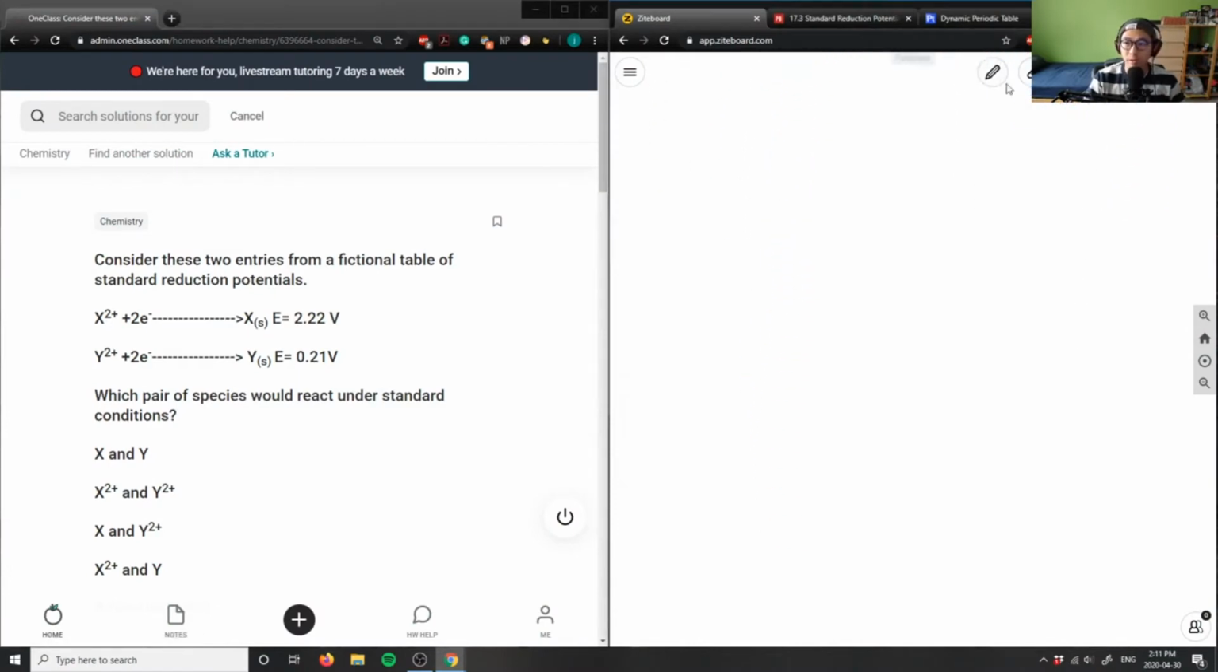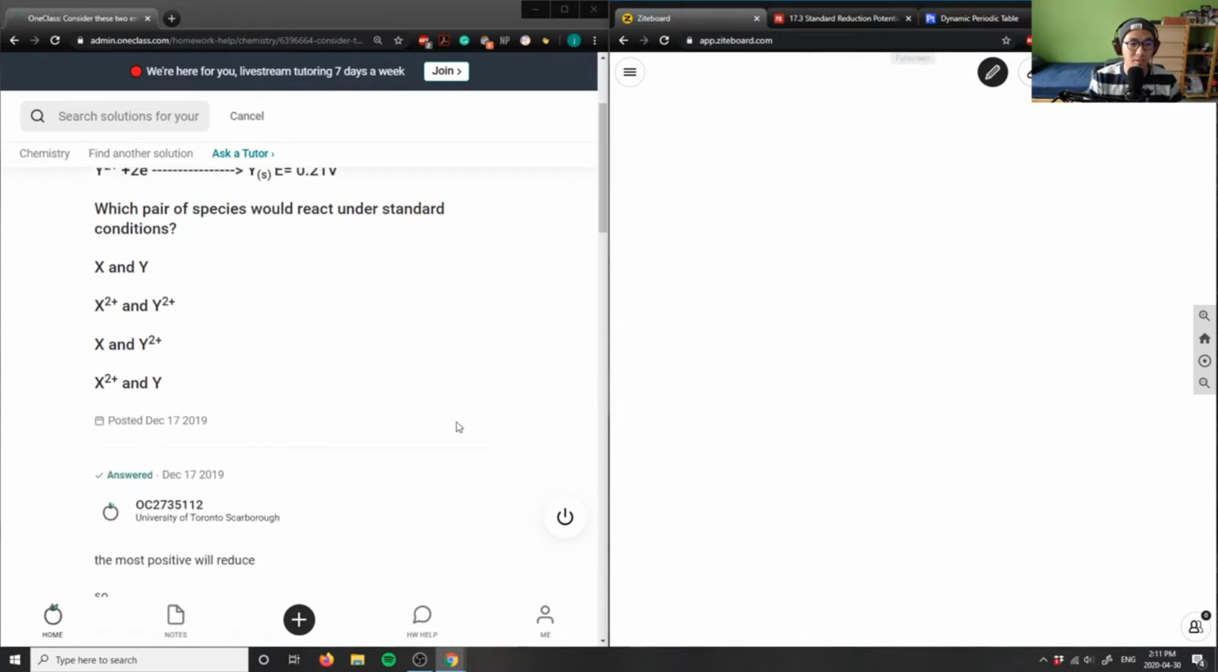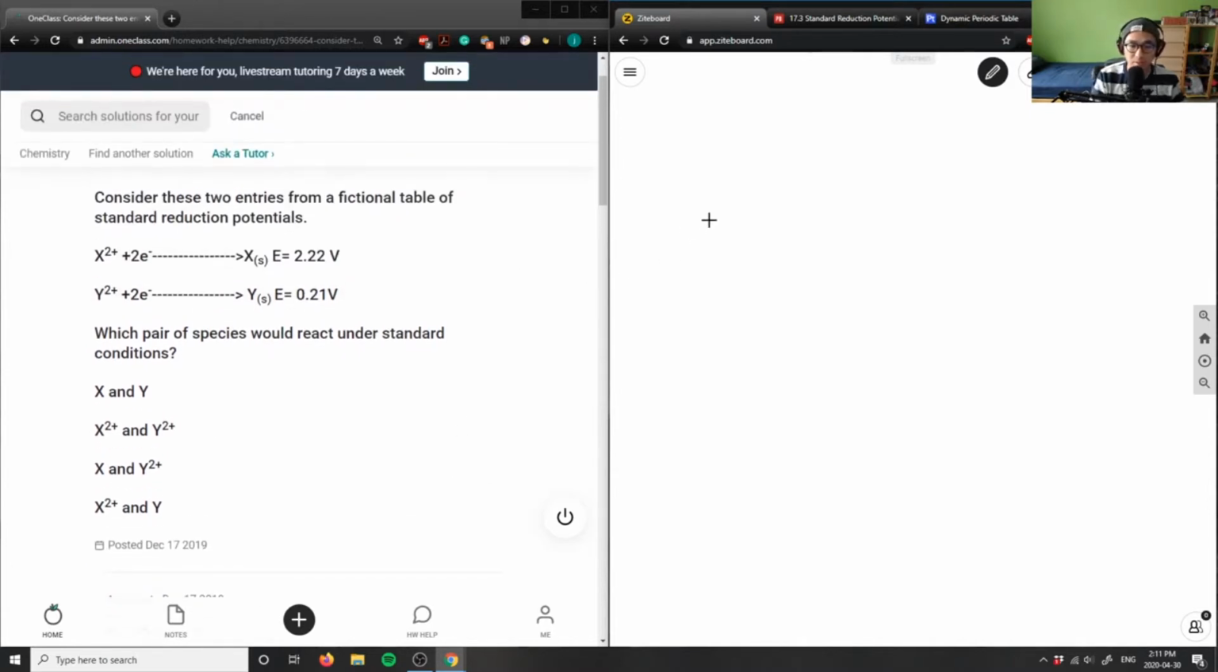Let's look at number 3. Number 3 is asking, consider these two entries from a fictional table of standard reduction potentials. Which pair of species would react under standard conditions? And it gives you these 4 options here.